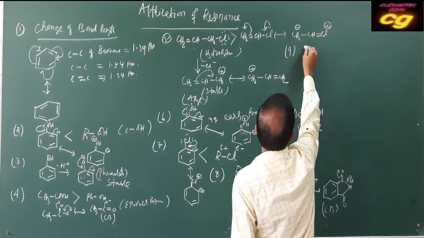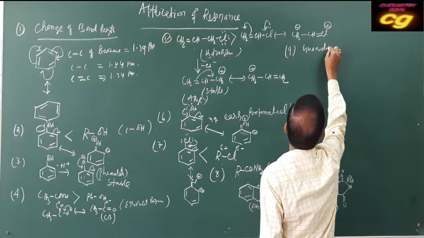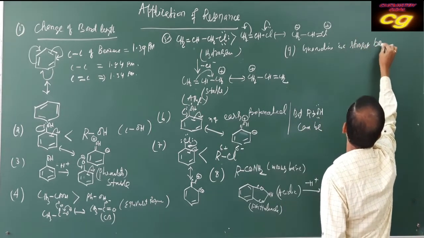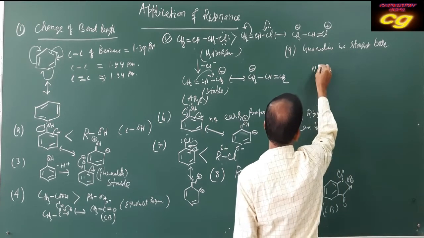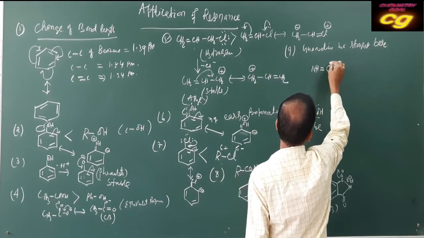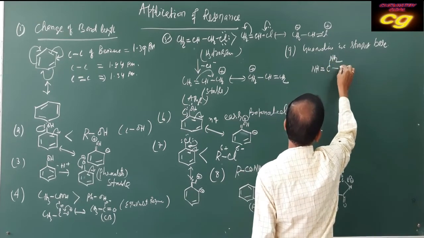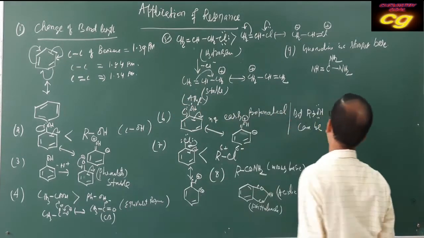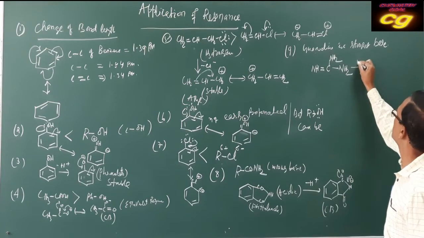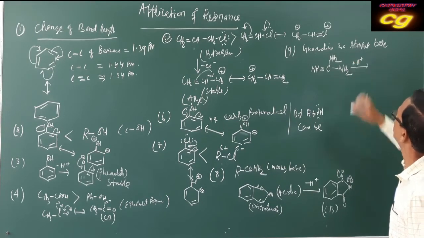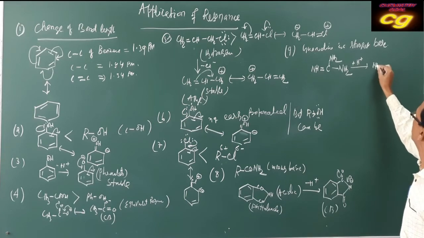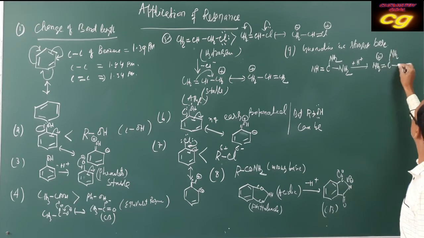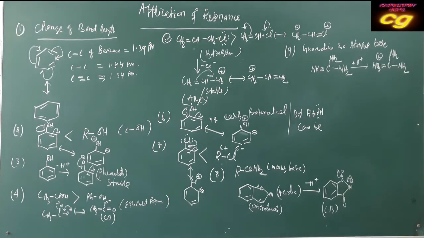This is also one important point: guanidine is the strongest base. Why? Because if you see the structure of guanidine, it is a strong base because when it accepts an H plus ion, it forms NH2 plus double bond C, NH2, then NH2. It is stabilized by resonance.